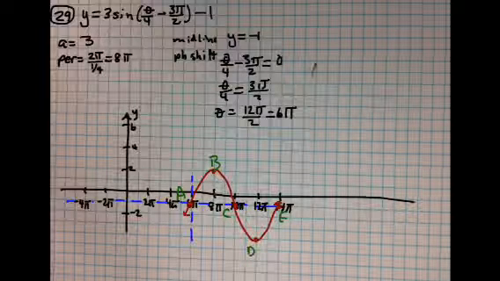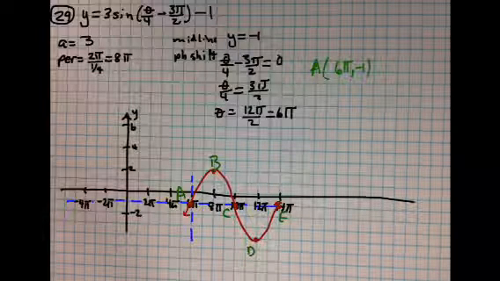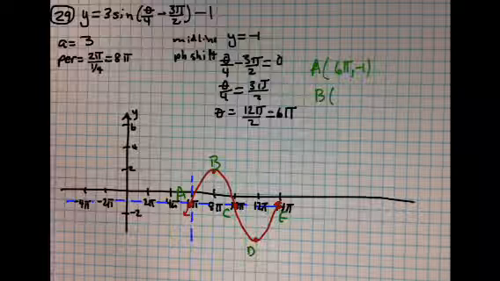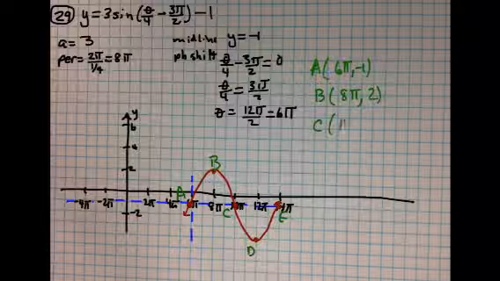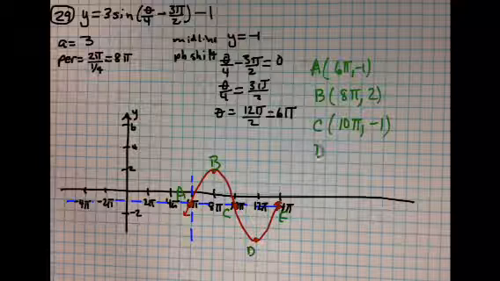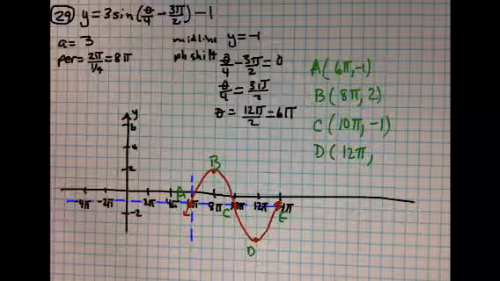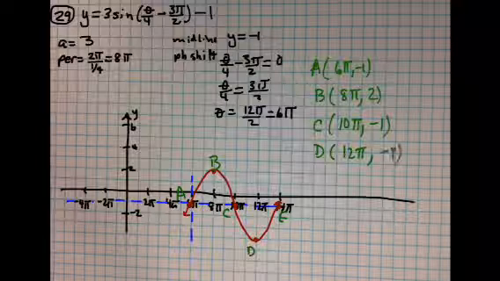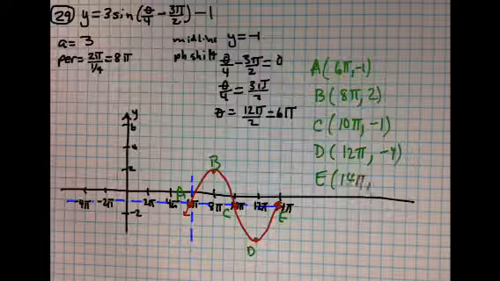So A would be 6 pi, negative 1. B would be 8 pi, 2. C would be 10 pi, negative 1. D would be 12 pi, negative 4. And E would be 14 pi, negative 1.